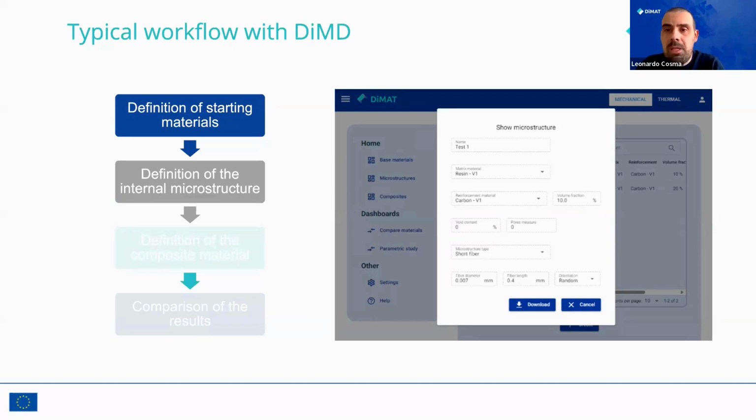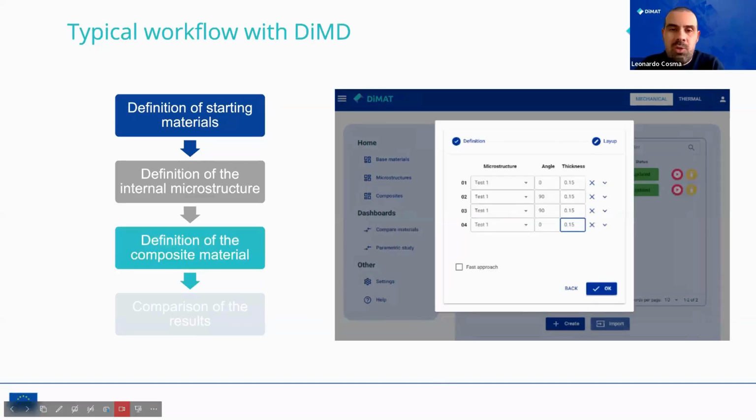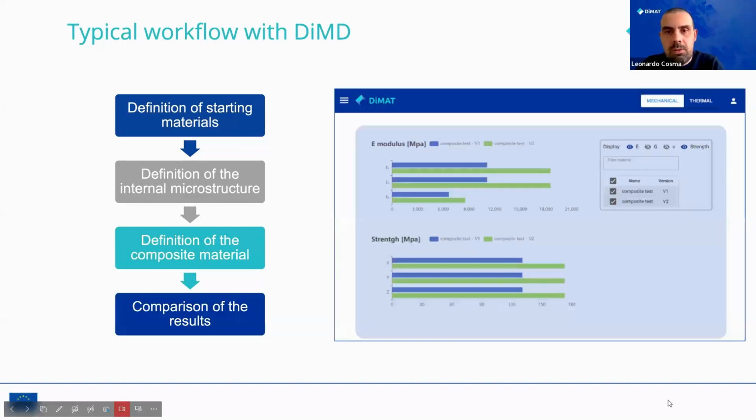The final step is to define the composite, which is typically a stacked material made of different layers with different orientations. Once all the information is fed to the toolkit, the user just pushes the play button that you can see in the background, and after some time, the results are available in the user interface, as shown in the next slide. And it is possible to visualize one material at a time or to compare different solutions.